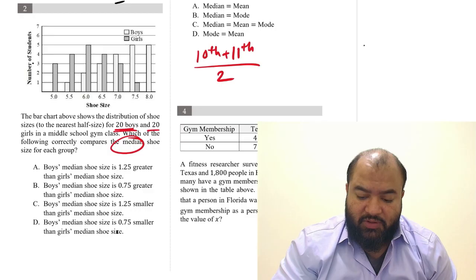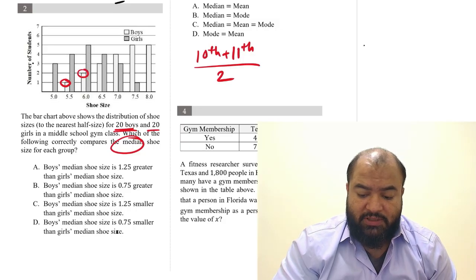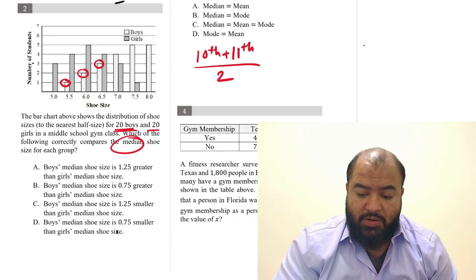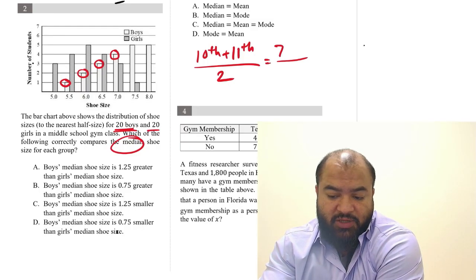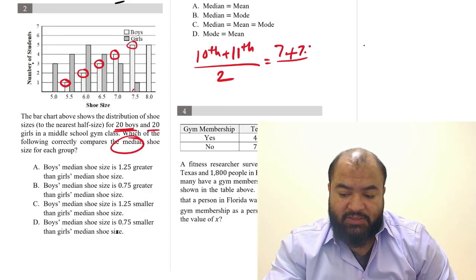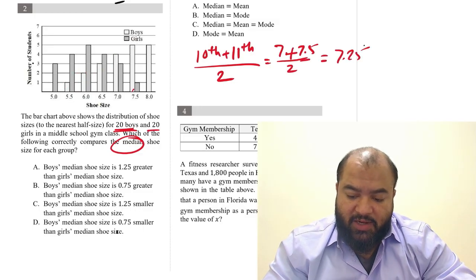So the 10th, so the first, there are no boys with 5.0. The first one boy is 5.5. And 2 more boys, 6.0. That's already 3 boys. I'm looking for the 10th one. And 3 boys with 6.5. So that's 3 plus 3, 6 boys. And 4 more boys is 7.0. So that's the 10th. Okay, yeah, I found the 10th boy will be 7. So the 11th one will be 7.5. So 7 plus 7.5 divided by 2. And that is 7.25. Now let's find the median of the girls.